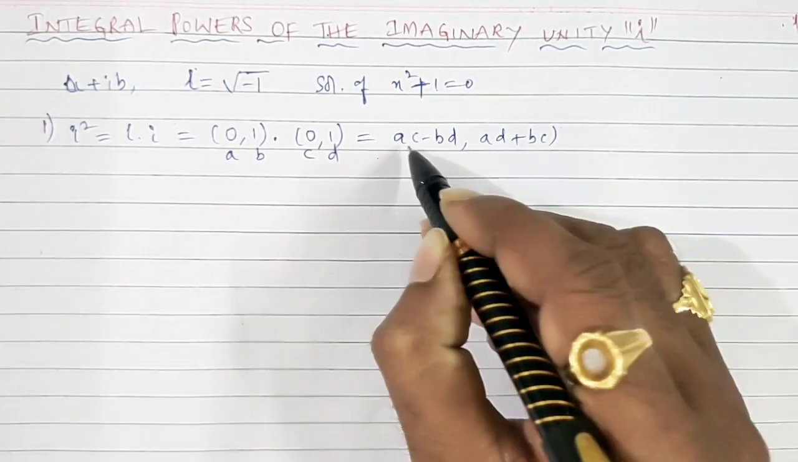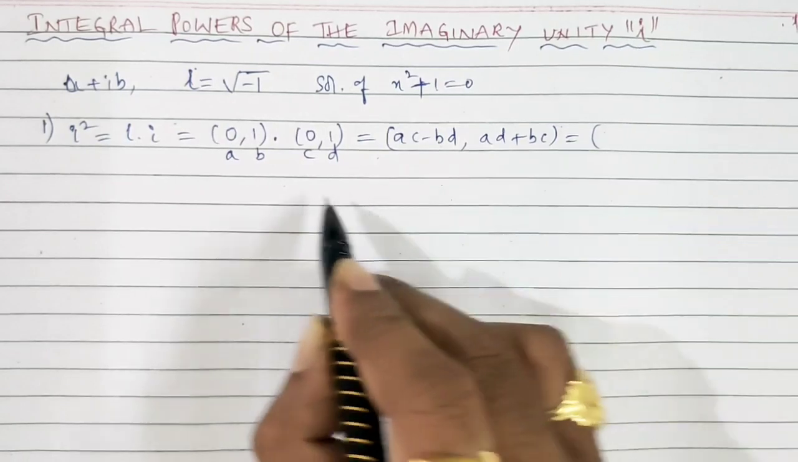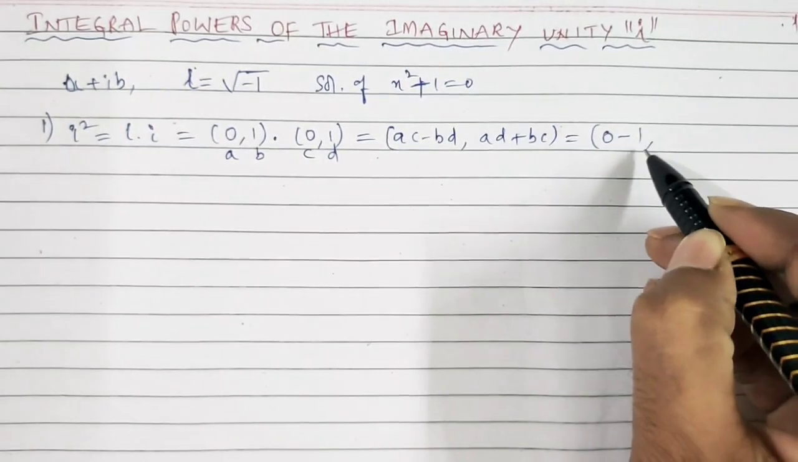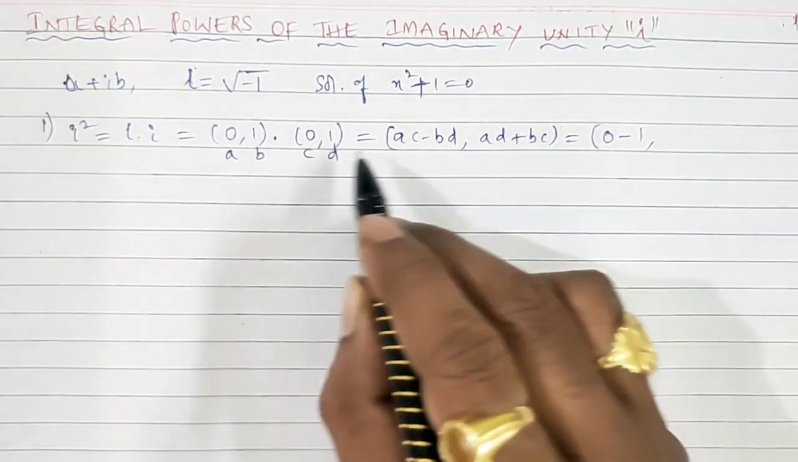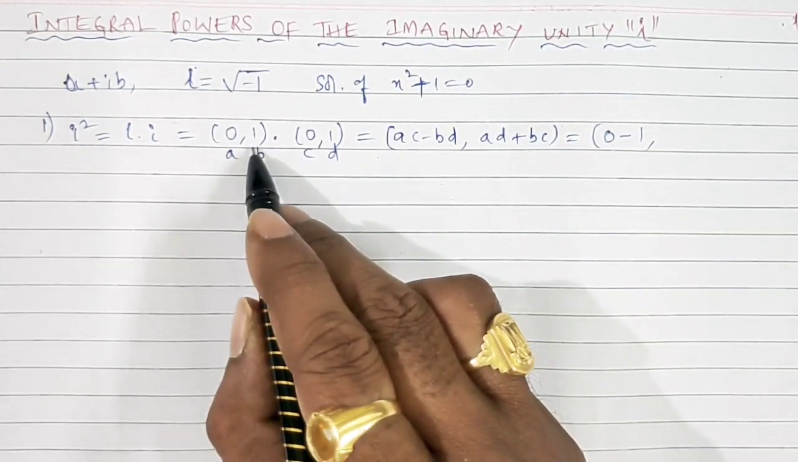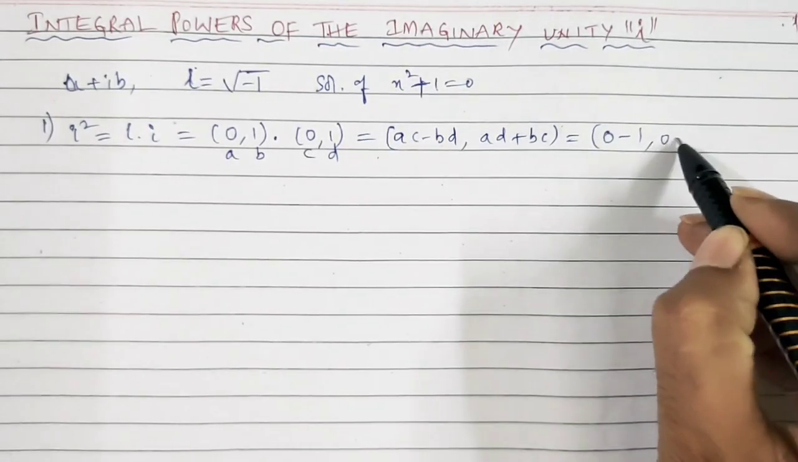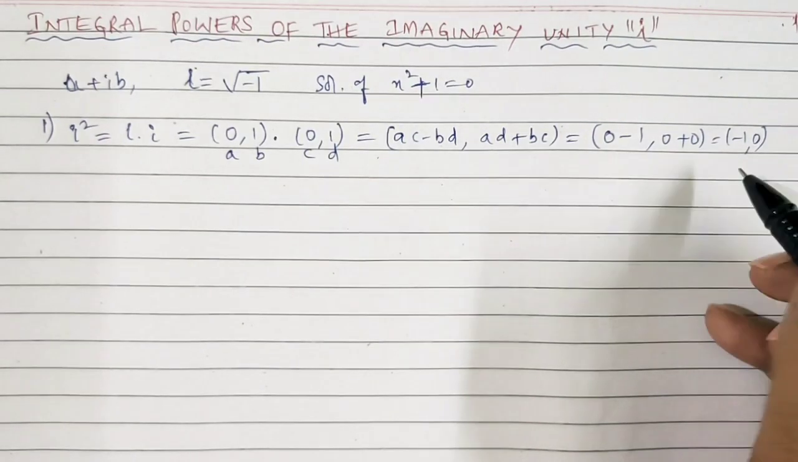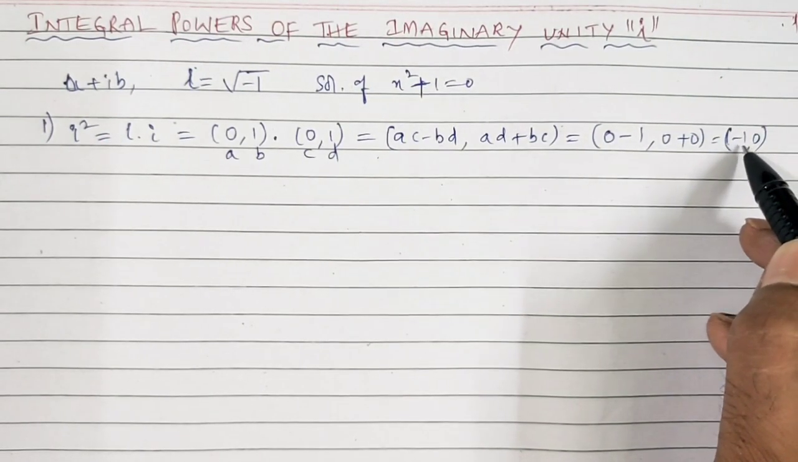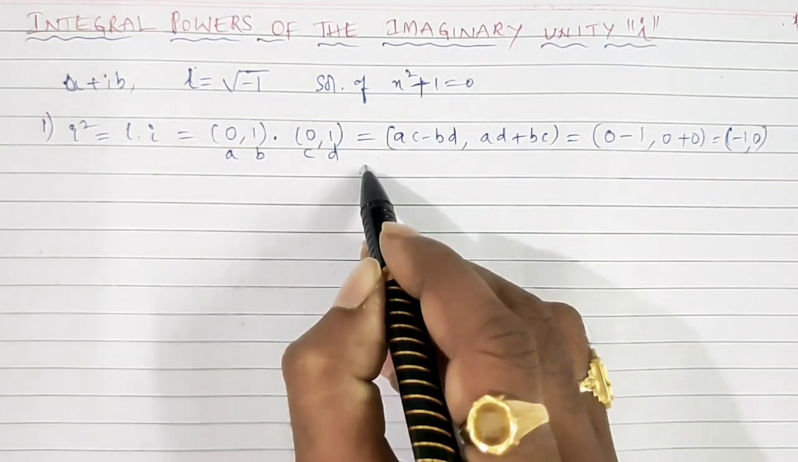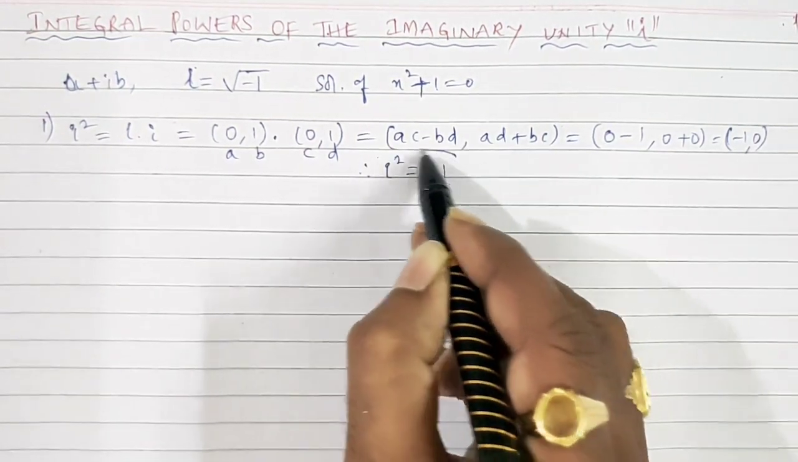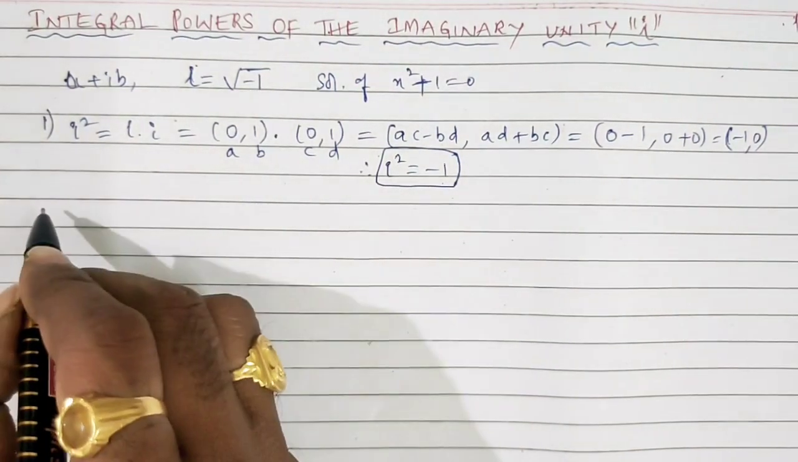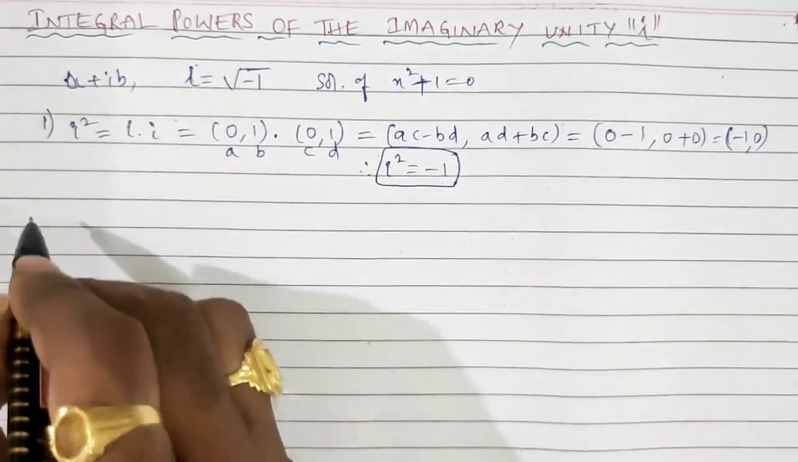So this value will be a into c, 0 into 0, which is 0, minus b into d, 1 into 1, comma, ad plus bc, 0 into 1, which is 0, plus 1 into 0, which is 0. The final result is (minus 1, 0). In this, minus 1 is the real part and 0 is the imaginary part. Therefore the value of i square is equal to minus 1. It is a standard, so you have to remember this value.